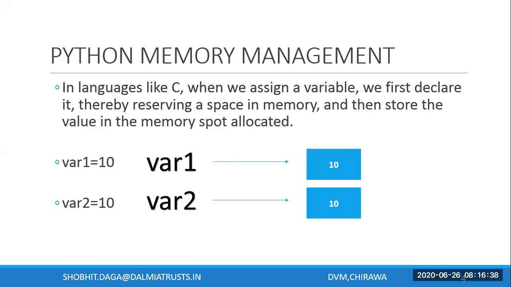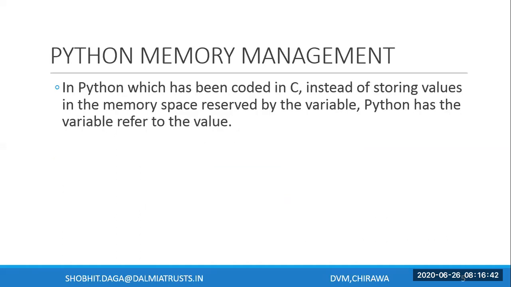What happens in the case of Python? In Python, which has been coded in C, instead of storing values in the memory space reserved by the variables, what was happening in C? We were storing the values in the memory space which were reserved for variables.